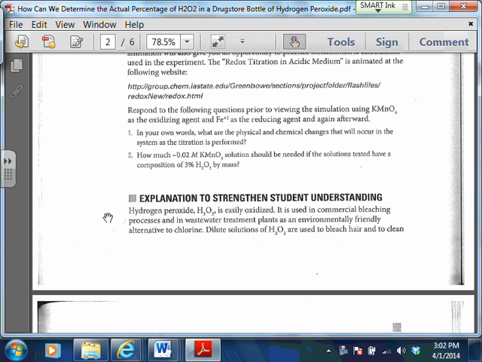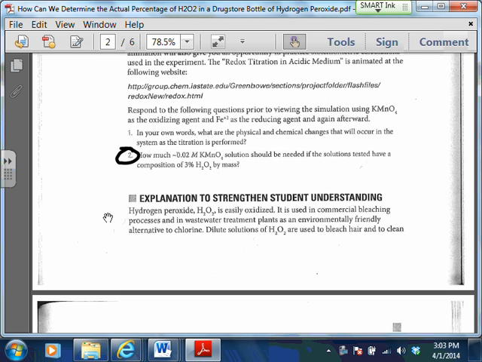Respond to the following questions prior to viewing the simulation. What physical and chemical changes, and how much should be needed. Okay, I'm going to let you guys work on that, and then tomorrow we'll probably check your answer to number 2 just to make sure that you're on the right track, because you need to know this number at some point while you're doing the titration.